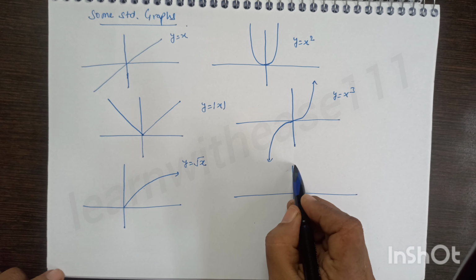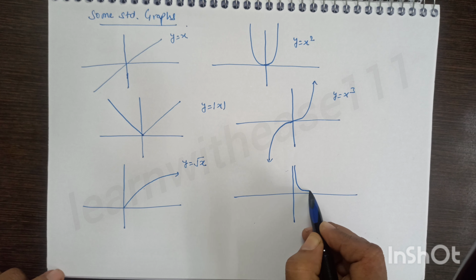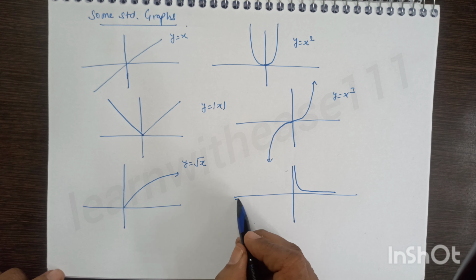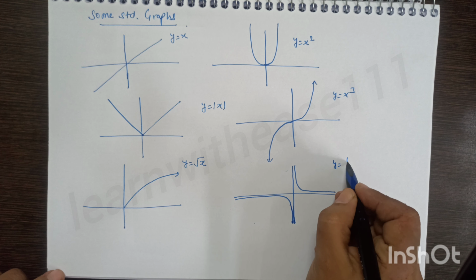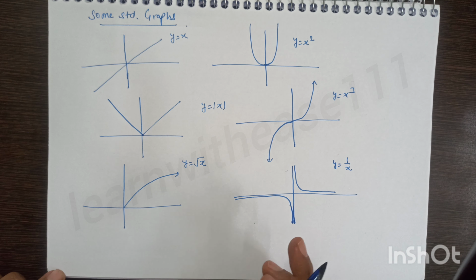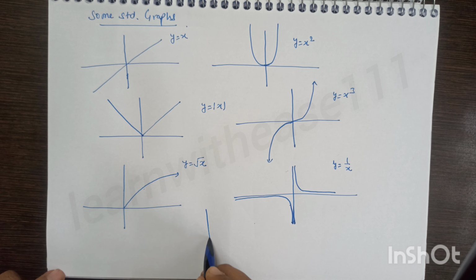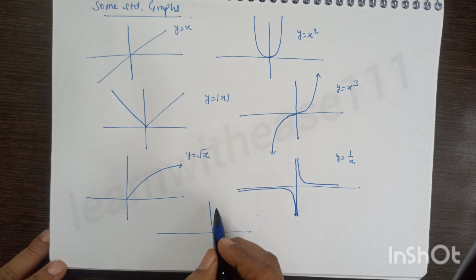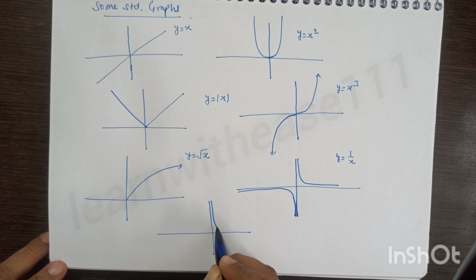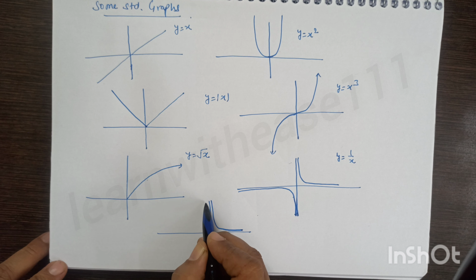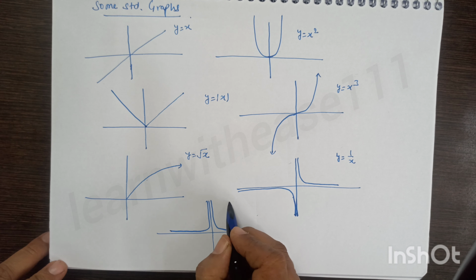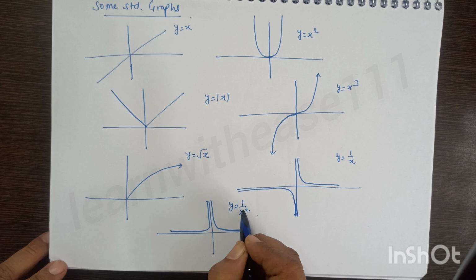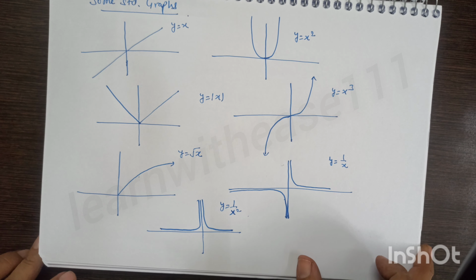Then we have asymptotic graphs of reciprocal functions. They are asymptotes. They don't touch. These lines don't touch. They are just parallel to the y-axis. Y is equals to 1 upon x. And then we have asymptotic graphs in the first and second quadrant. This is a standard graph of y is equals to 1 upon x square.